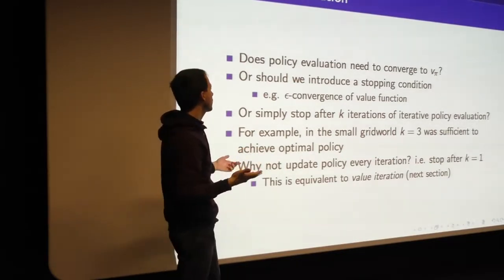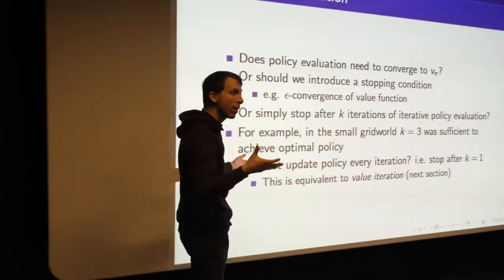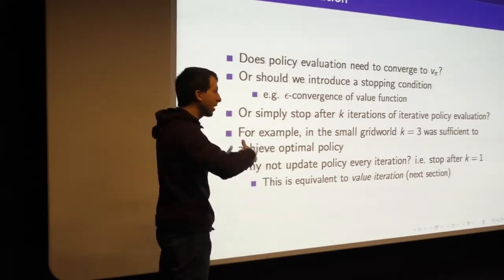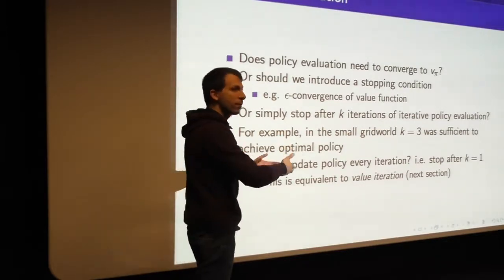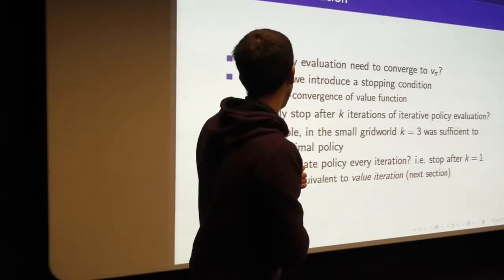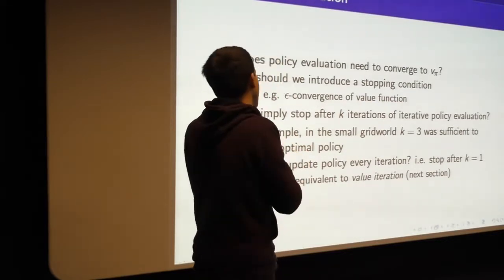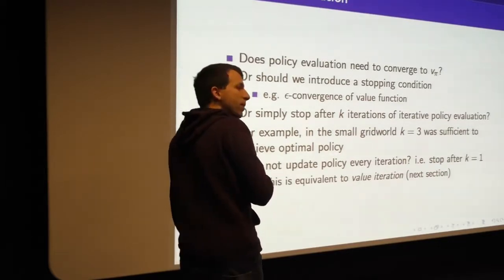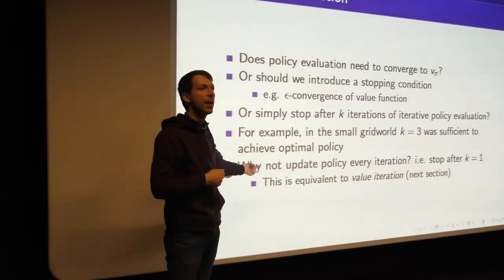So what happens if we do something more naive, like take k iterations of iterative policy evaluation, like 3 in the small grid world, and just do 3 steps of evaluating the policy and then improve? This is a perfectly reasonable algorithm, and it still converges to the optimal policy. I'm not going to prove that, except in one special case, which is the extreme case of this, when we stop after k equals 1.